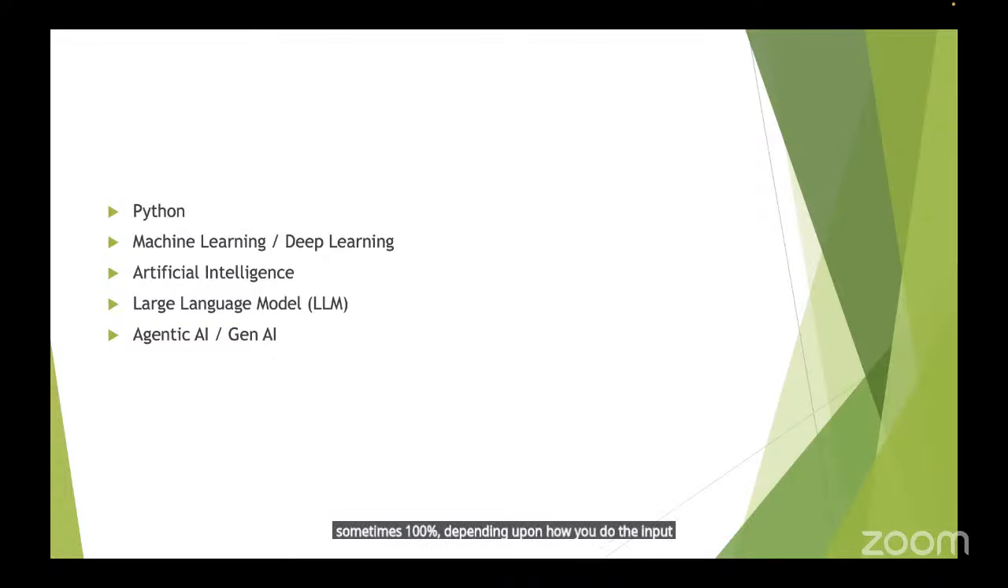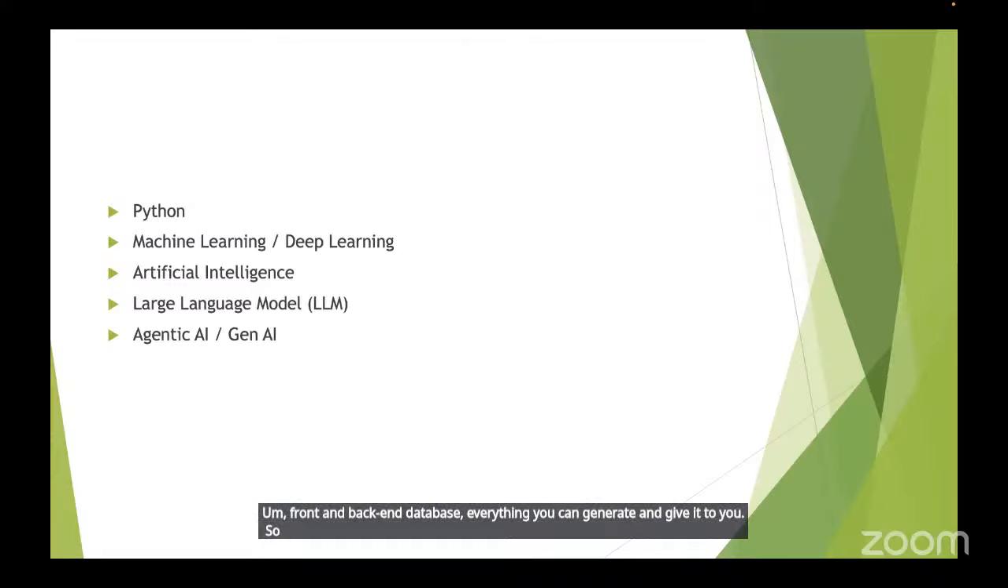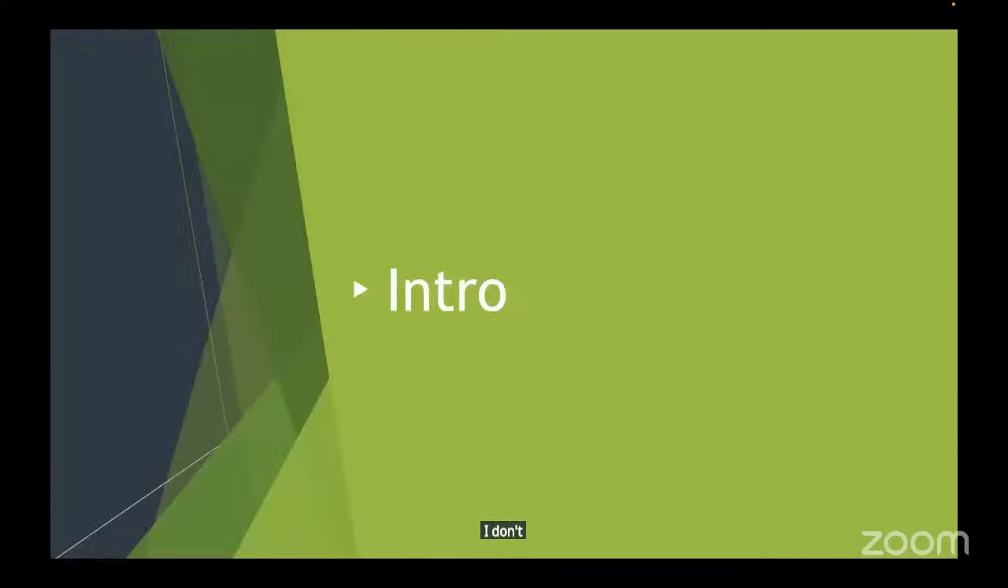And agentic AI is mostly an advanced one of GenAI, which can do multiple tasks, and it can give certain outputs by doing a certain sequence of tasks, and then it generates the output. For example, if I say, can you develop a mobile app for payment applications, it can quickly develop all the front-end, back-end, database, everything it can generate and give it to you. So that's more like a sequence of tasks. So this is just a recap of what you have learned so far. I don't want to go into detail of that.